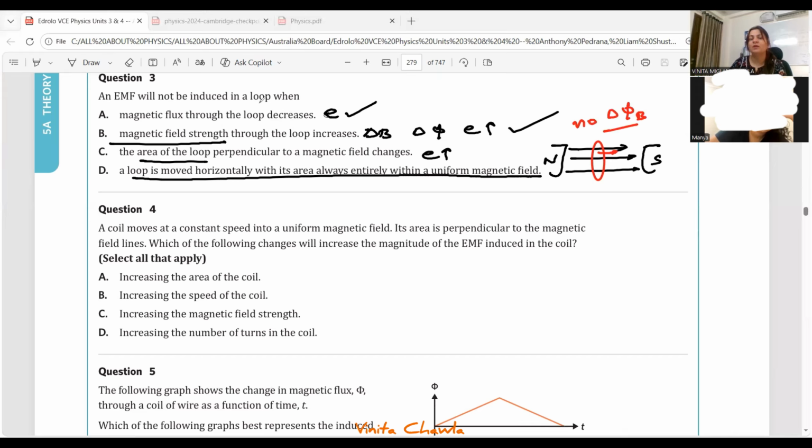So EMF will not be induced in a loop when the loop is moved horizontally with its area always entirely within the magnetic field. Even if you have placed the coil like this and you're moving it, the coil is totally in the magnetic field. So there is no change in the magnetic flux linked with the coil, hence no EMF will be induced. So D part is the correct option. Okay? Yes.